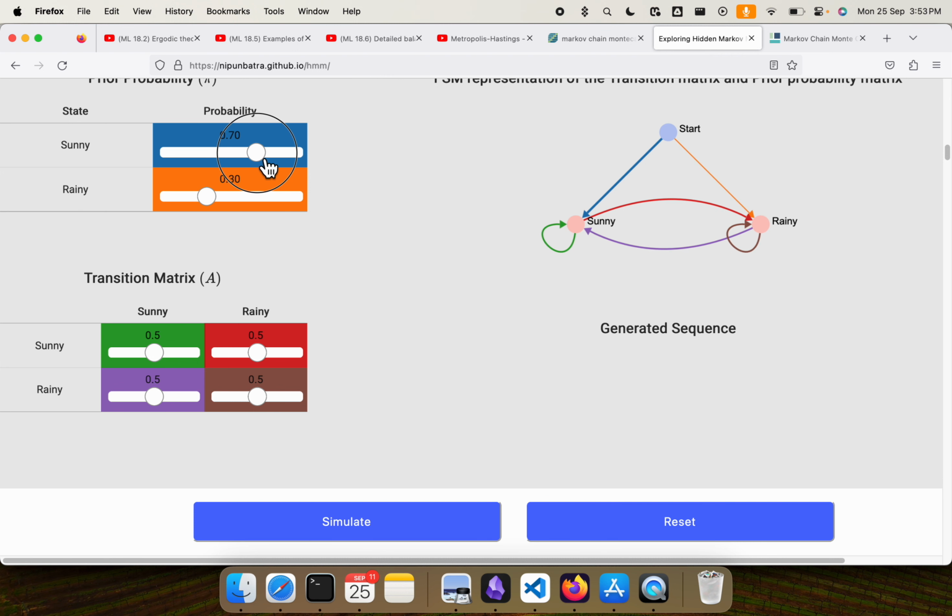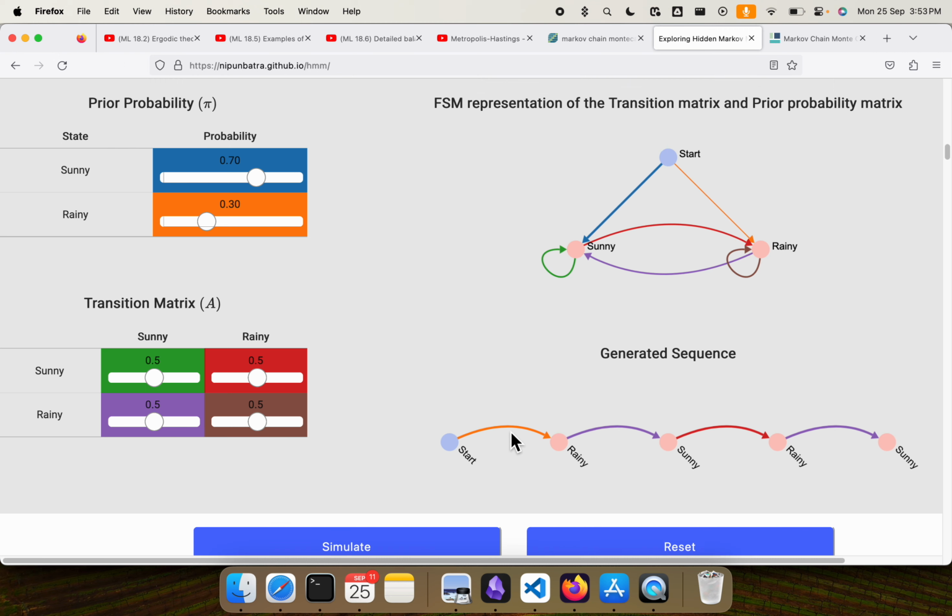But if I had made it 0.7, enough to simulate, again sunny, let me redo, rainy. There was a 30% chance that the first state could have been rainy. The first day's first observation could have been rainy. So the prior probability is trying to encode the first observation, and the transition matrix is then trying to incorporate how the state jumps happen.